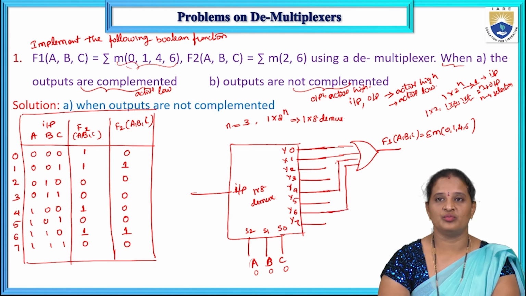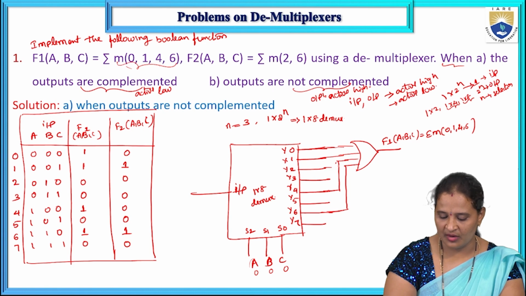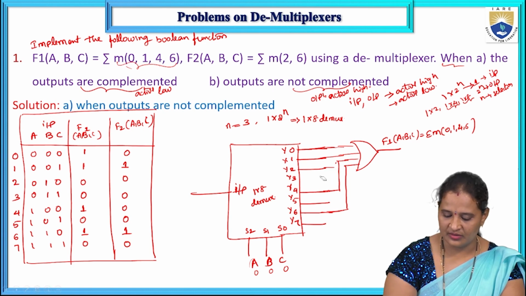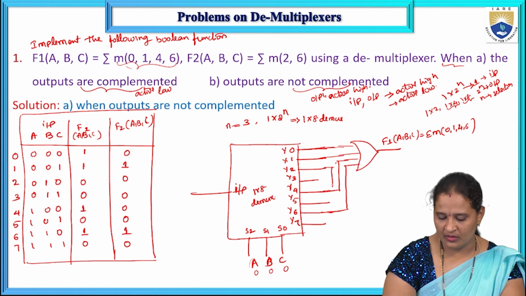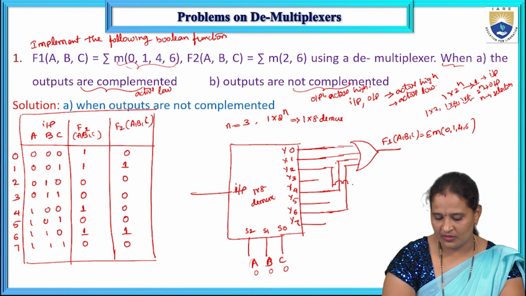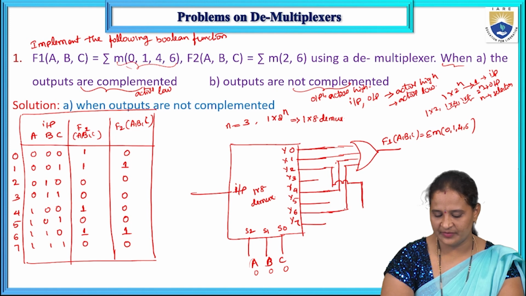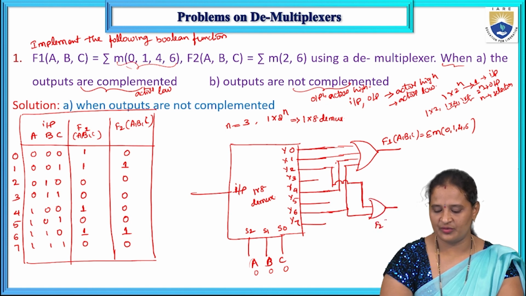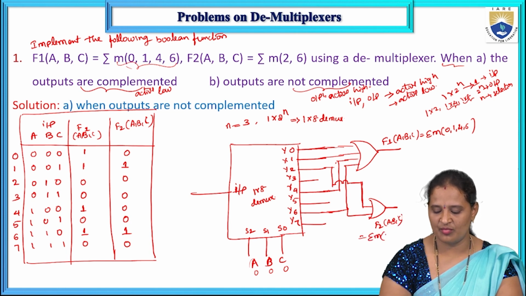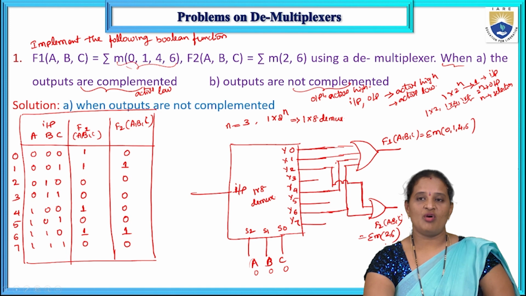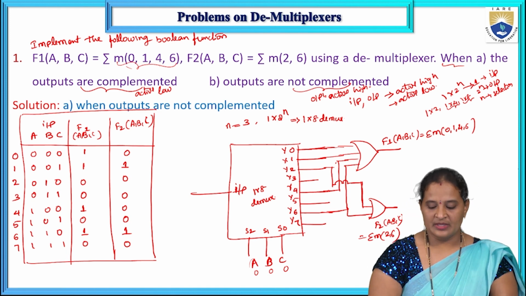Now let us take f2. f2 becomes 1 for y2, and then y6. 6 is already there. So I am taking these and giving them to an OR gate. So this is f2(a, b, c), which is equal to summation m of 2, 6. Okay, so that is how.